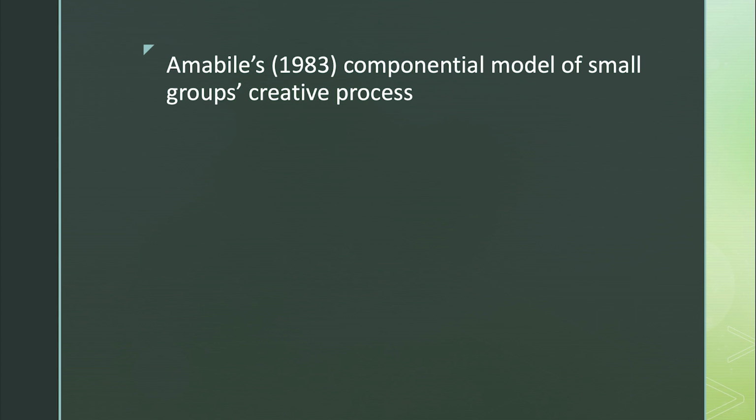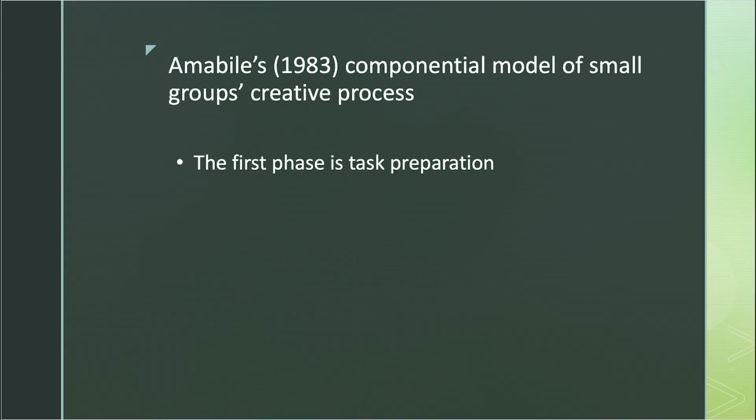The framework for this unit utilized Amabile's 1983 componential model of small groups creative process. There are 5 phases to this model. The first phase is task preparation for composing a children's song in small groups. In the beginning, the problem or aim of the creative composing work is determined.